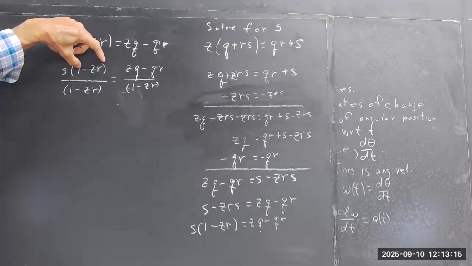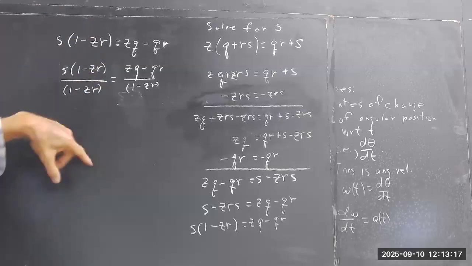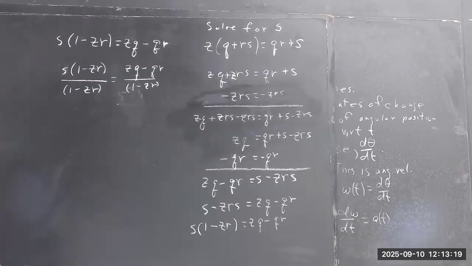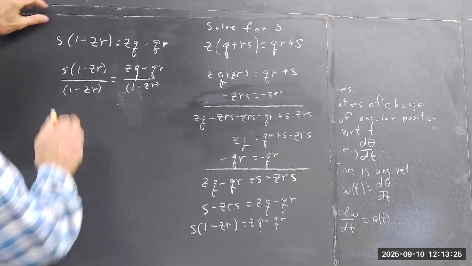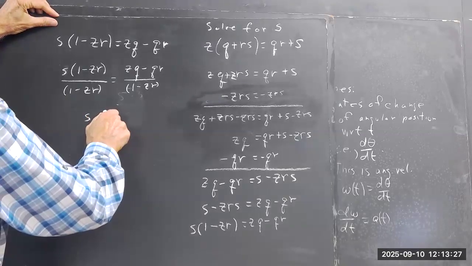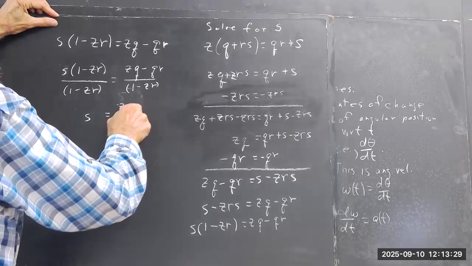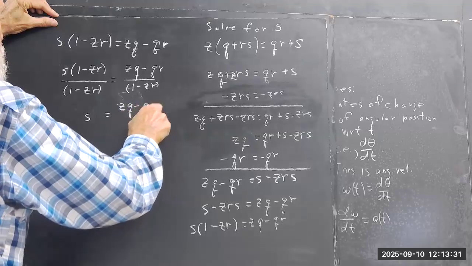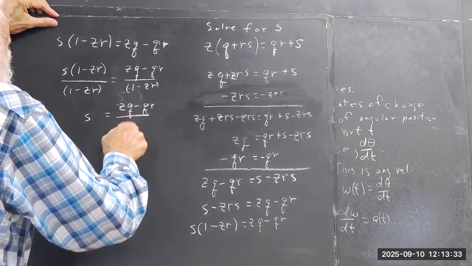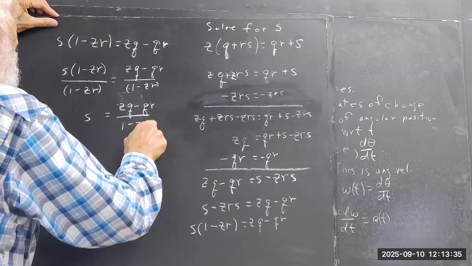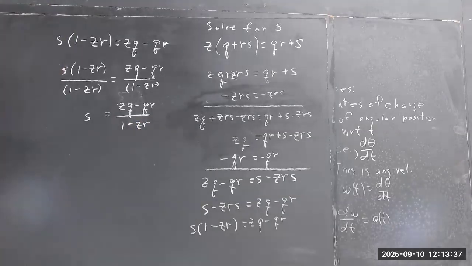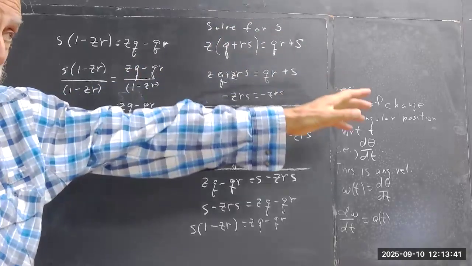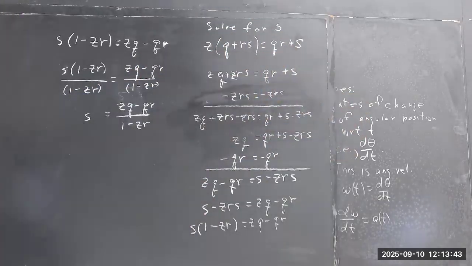S is multiplied by this. If I divide both sides by this, I'm going to get S. That makes sense? So this is going to give us S equals ZQ minus QR over 1 minus ZR. Okay? So if you end up with an S on both sides, it kind of gives you a strategy.